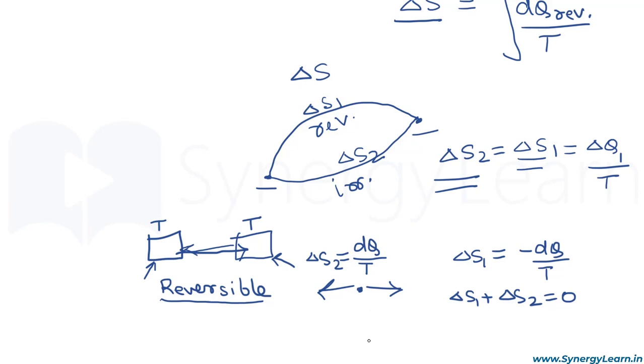But if we have a process in which heat transfers from a higher temperature to a lower temperature spontaneously, then the process always leads to an increase in entropy, or the change in entropy will always be greater than 0.